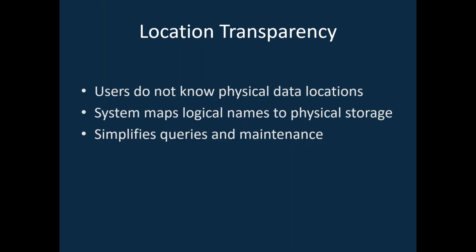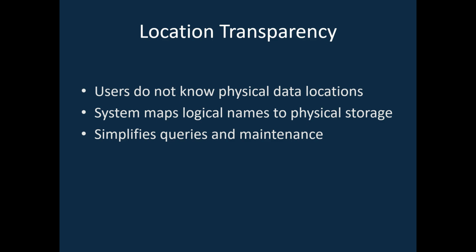Then comes location transparency. What location transparency means is that the user doesn't need to know the physical storage site of the table or record. For example, a query like select staff from employees works anywhere, whether the data is actually in site A or site B. The data may be in different tables, but the user doesn't need to know.